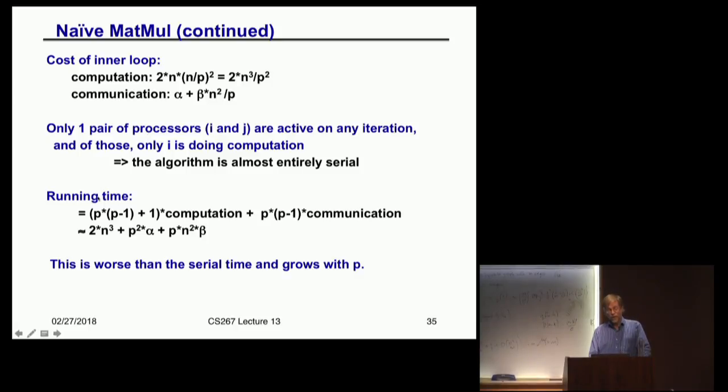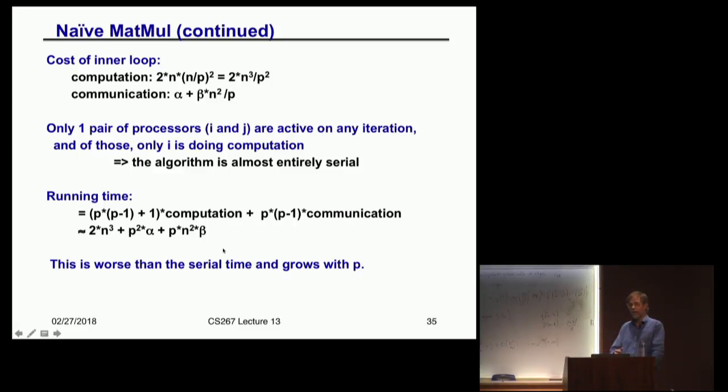So here's the running time. It's p squared times the computation cost of the inner loop, plus p squared times the communication cost. So the total time is the sequential flop time, 2n cubed, plus p squared messages, plus p times n squared beta. So this is worse than a serial algorithm, right? The serial algorithm would just be this first term. All of this is much, much worse.